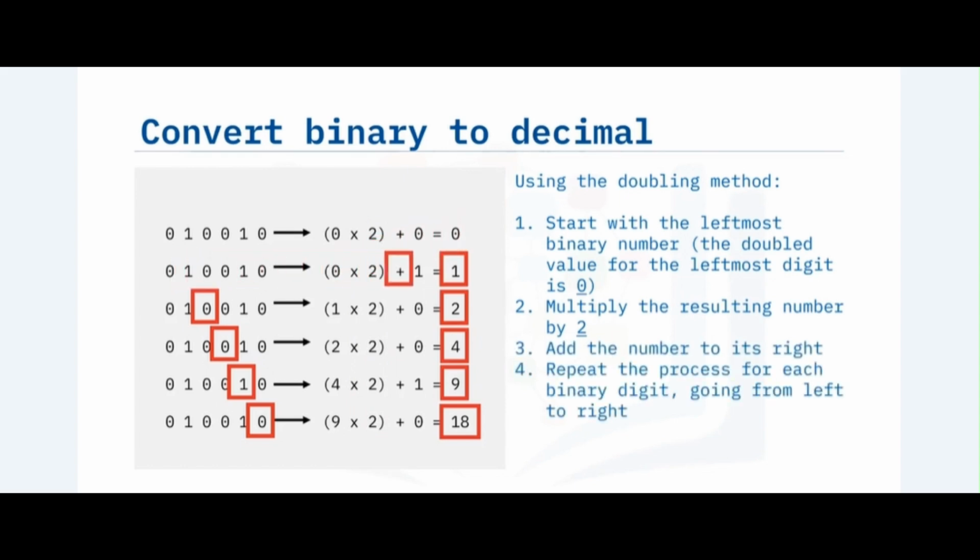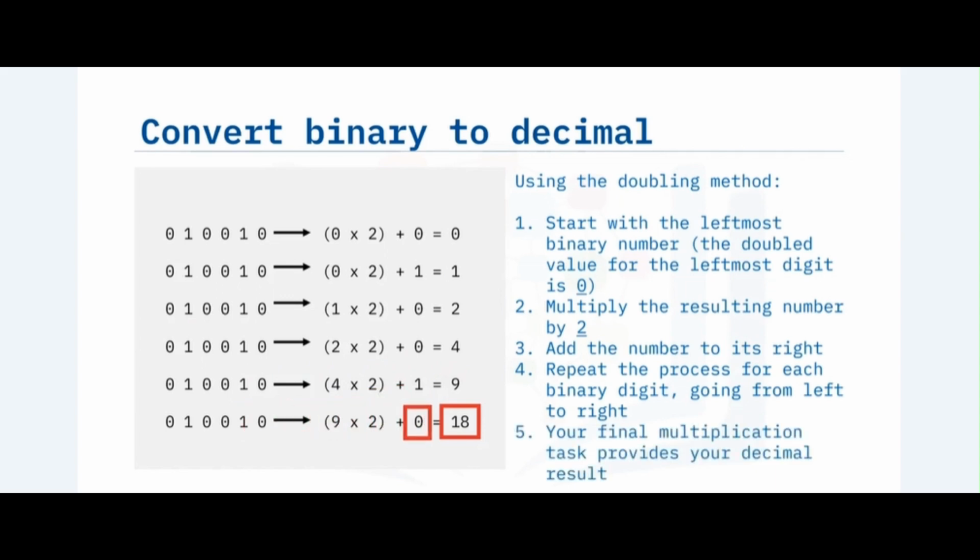Continue the same process for the next digit, which is 1. Now double the previous digit and add the number to the current digit. In this example, you get 0 times 2 plus 1, which is 1. Repeat the process for each number, moving to the right 1 digit at a time. The result of converting the binary number 010010 to a decimal using the doubling method is 18.